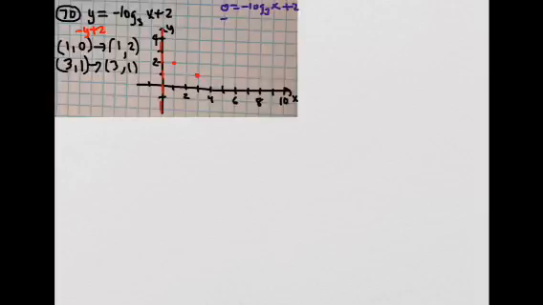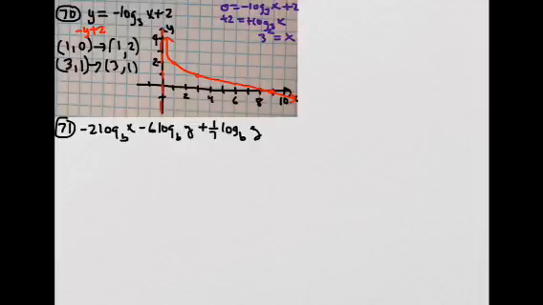So subtract the 2, and so the negatives cancel out. So now it's log by itself. Log base 3 of x equals 2, so this means 3 squared equals x. So x is 9. So it's going to cross the x-axis at 9, 0. Okay, so we go like that, and cross.